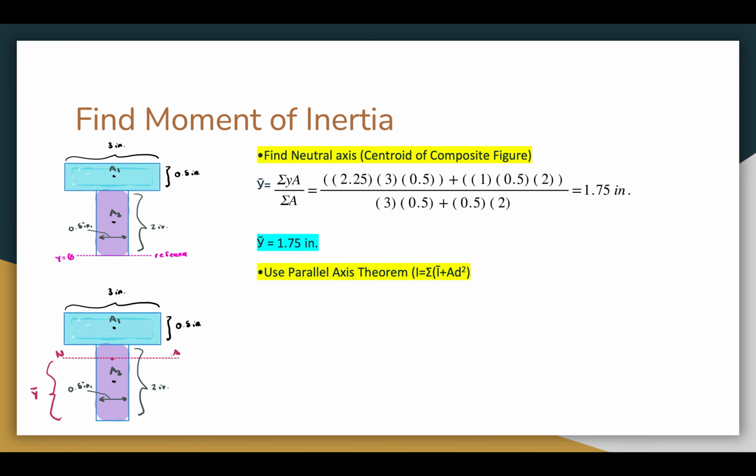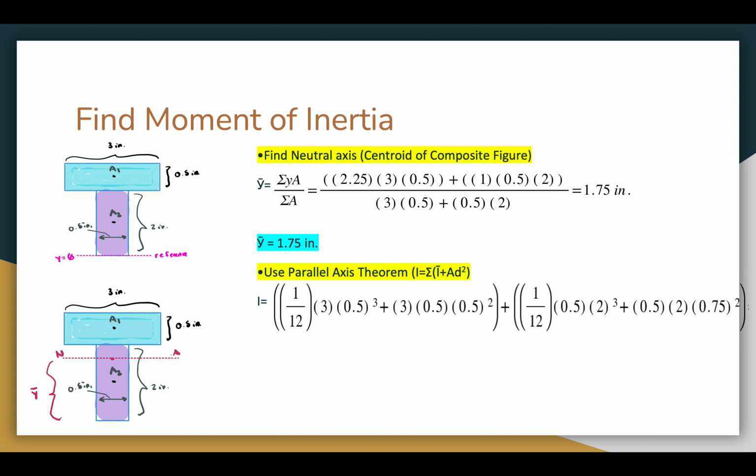Now we're going to want to use the parallel axis theorem. So one thing that might be left out here is that the moment of inertia of a rectangle is equal to 1/12 bh cubed. And the parallel axis theorem is the moment of inertia of the geometry of the shape plus the area of the shape multiplied by the distance from the centroid of that shape to the axis of which you want to take the moment of inertia about.